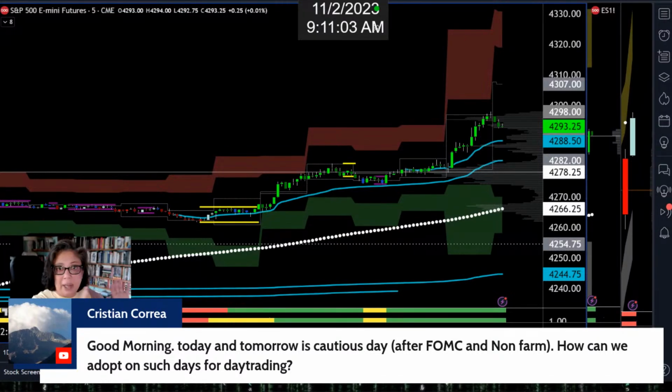And then I'm going to leave noon to 2, because that's going to be a lot of wait and see mode. Today could be really tricky. So the question of how can we adapt on such days for day trading? I think what we need to do, Christian, is on days where we know there's going to be an increased amount of volatility. Obviously, Apple's going to add a certain amount of volatility.